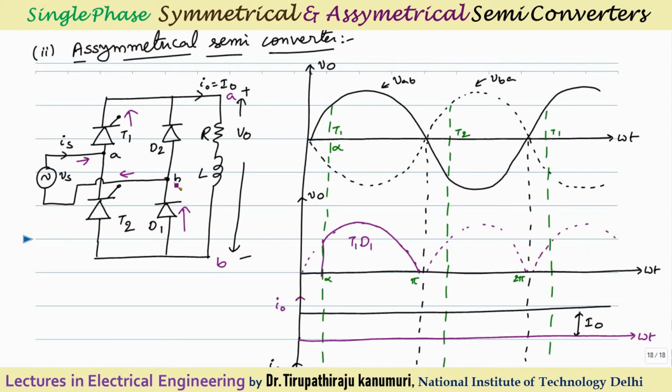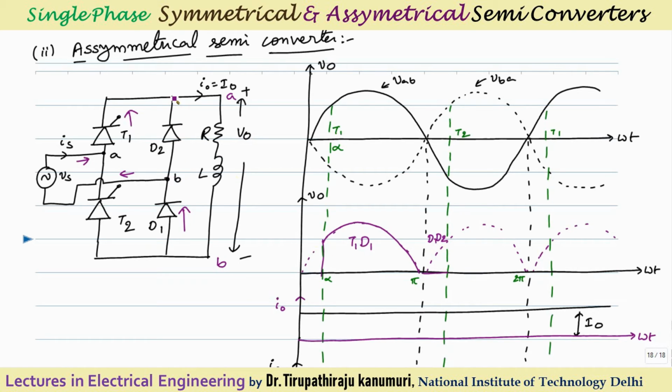At omega t is equal to pi, after pi what will happen? B is positive with respect to A. Agree with me? When B is positive with respect to A, because this is connected to A, this is connected to B, this diode D2 will get forward biased. I am repeating once again, at omega t is equal to pi plus, diode D2 gets forward biased, so it will act as a short circuit here. When the diode D2 acts as a short circuit, your output voltage will be 0 and the current will be passing through diode D1 and D2.